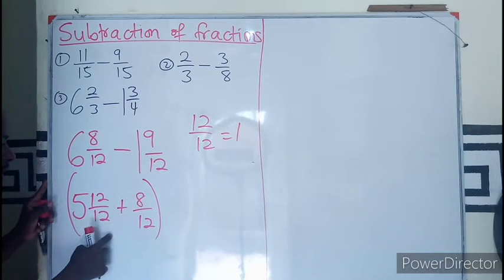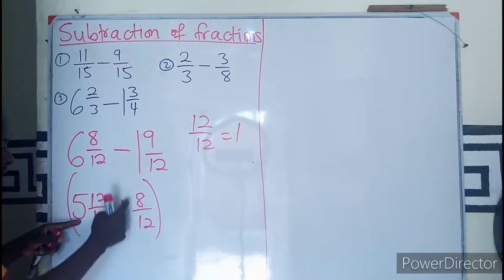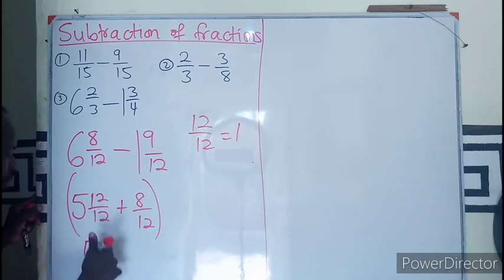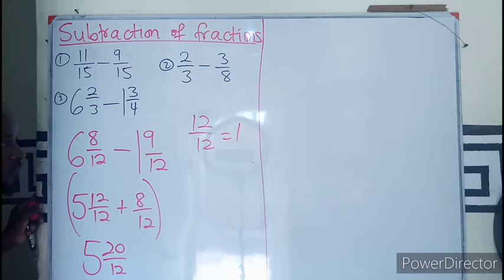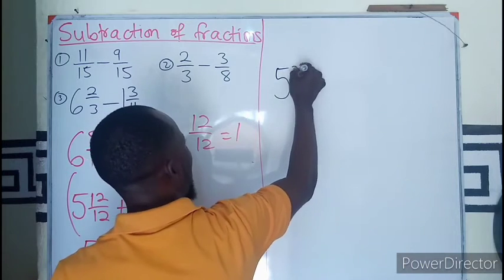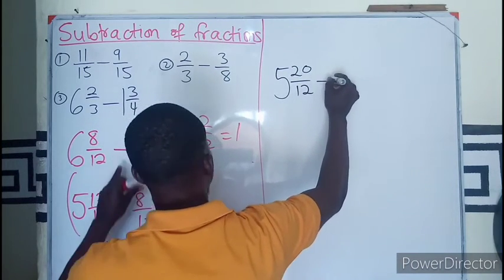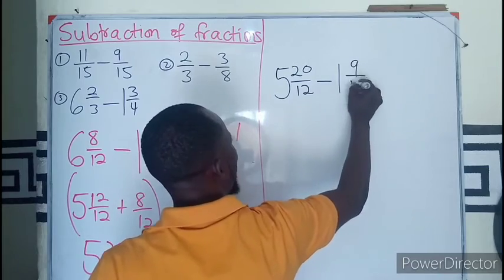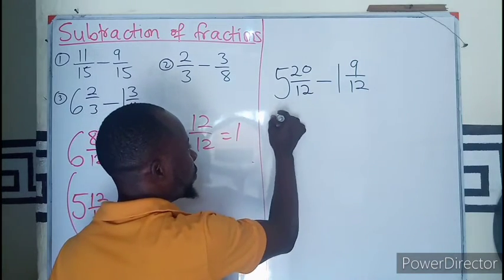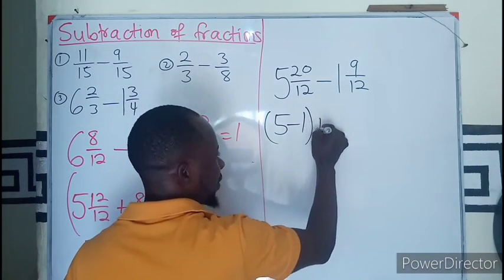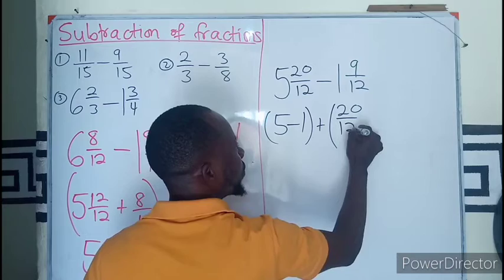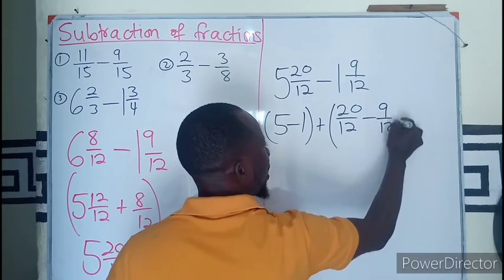I am still at the first part. So at the first part, I have the whole number here. That is a 0 whole number. So I still have 5 whole number. This will be 20 over 12. So fast forward, 5 whole number, 20 over 12 minus 1 whole number, 9 over 12. I think this will be easy to subtract. Meaning 5 minus 1 plus, if I like, in brackets, 20 over 12 minus 9 over 12.